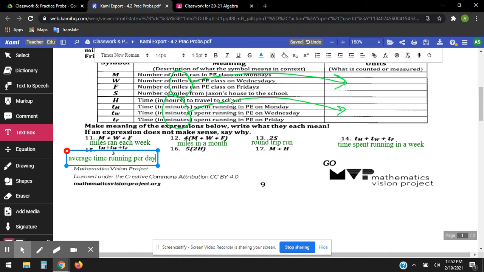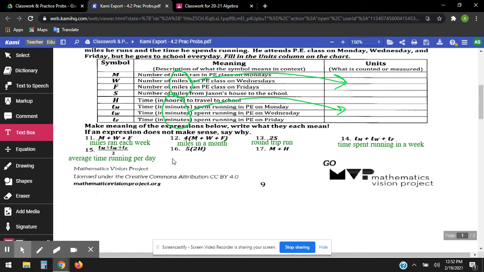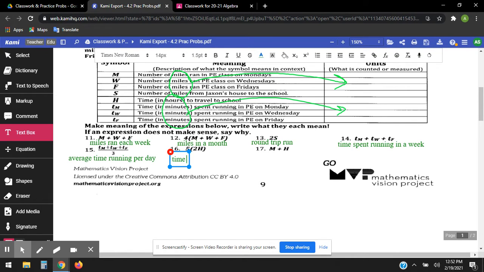All right, 5 times 2h. So time in hours to travel to school. So that's a round trip to school, right? His time going to and from school. Well, what does 5 stand for? Well, he goes to school 5 days a week, which is different from ours. But that would be his time spent traveling in a week. He's going to and from school. Let's put that one up. So that's his round trip driving, getting to and from school for a week.